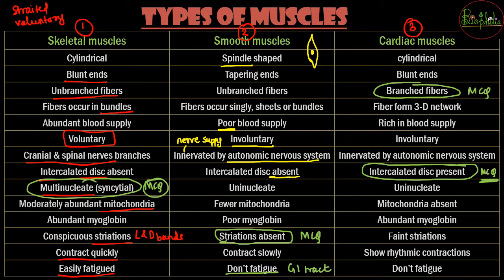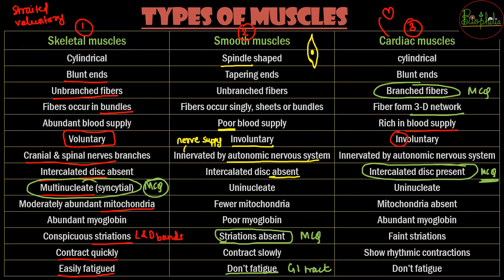Because it is made up of smooth muscles that are contracting slowly and they do not get fatigue. Now speaking about heart muscles: they are cylindrical in shape. They have blunt ends with branched fibers forming a 3D network. Or cardiac muscles. Cardiac is the word that is related to what? It is related to the heart. And in the heart, of course, you can understand there is a lot of blood. So it is rich in blood supply.